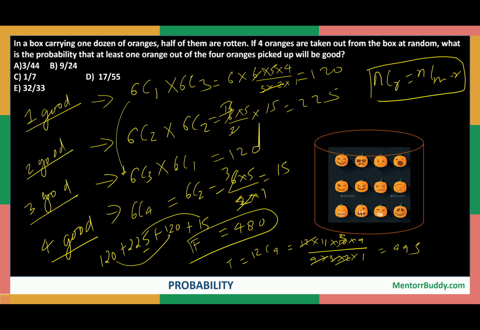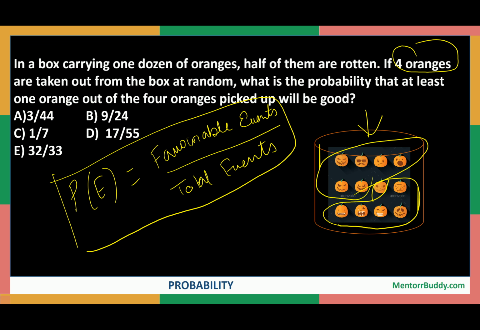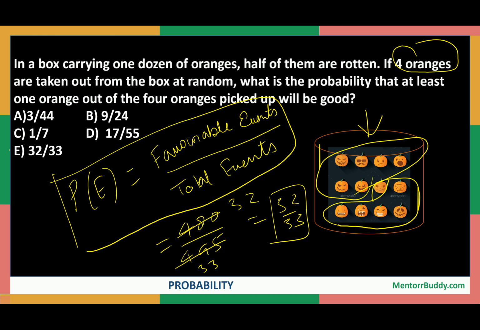Since we have the total number of cases 495 and our favorable cases 480, we can quickly find the probability of this event. The probability of any event is equal to favorable events upon total number of events. Favorable events are 480 and total events are 495. We can cancel this out with 15: 15 into 3 is 45, and 15 into 32 is 480, so it comes out to be 32 by 33. That is option E, the correct one.